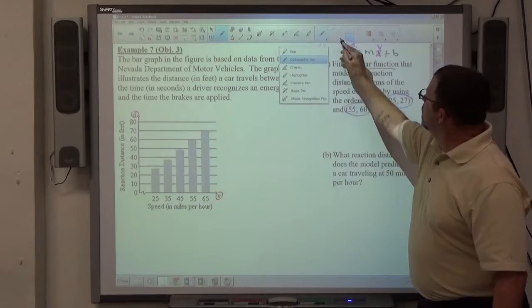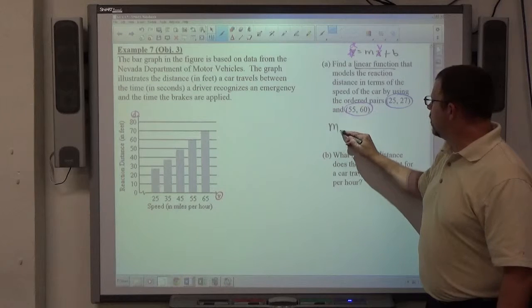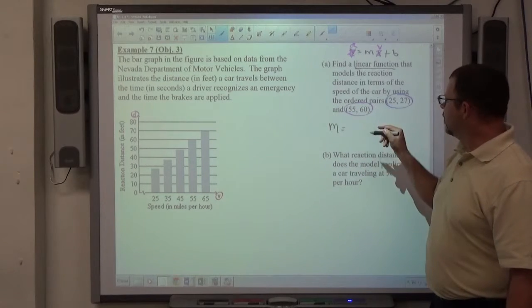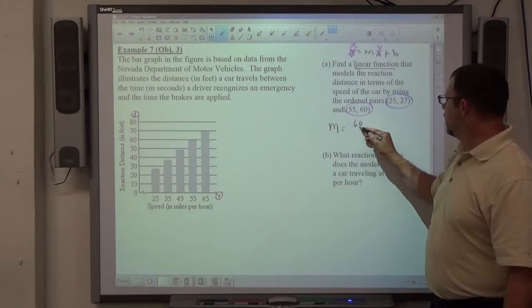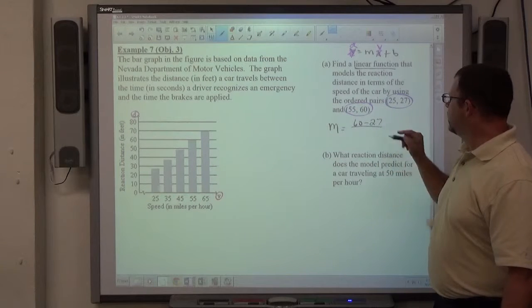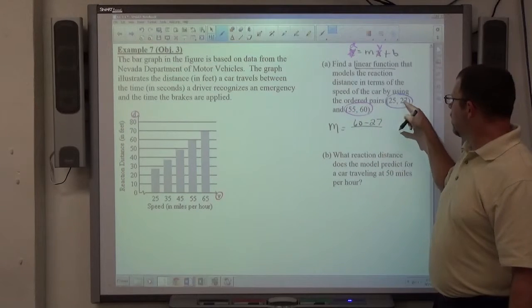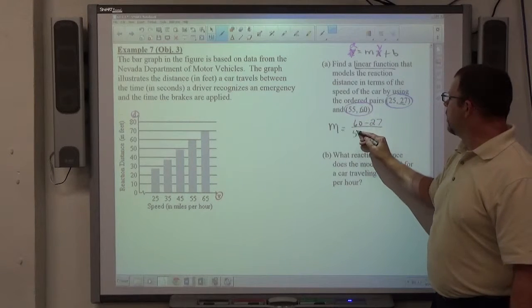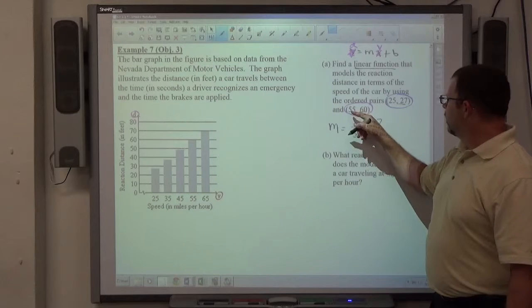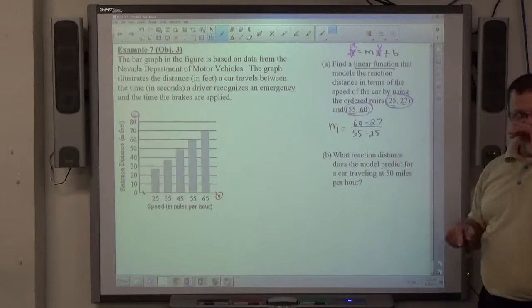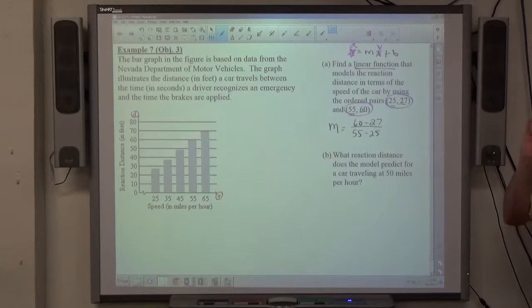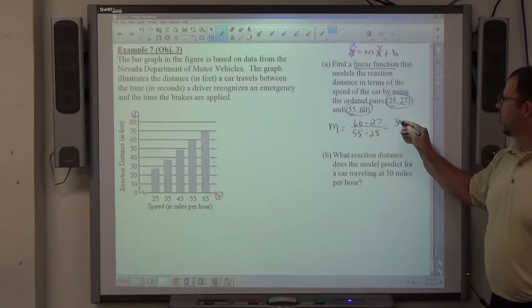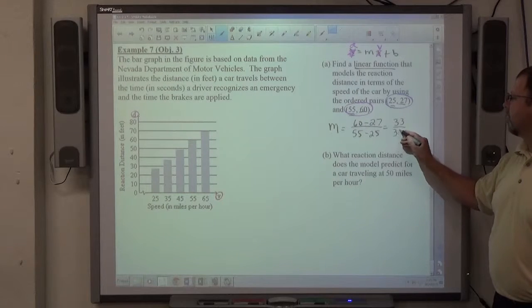So what I know about slope is that slope is equal to change in y over change in x. So y is 60 and 27. 60 minus 27 on top, change in y. And then on the bottom I'm going to start with 55 because I started with 60 on top. Subtract 25. That's x minus x. Okay, order is important in the sense that the order has to be the same. Doesn't matter what order you put the top as long as you put the bottom in the same order. 60 minus 27 is equal to 33. 55 minus 25 is 30.